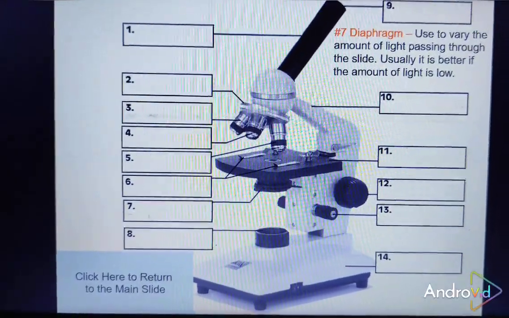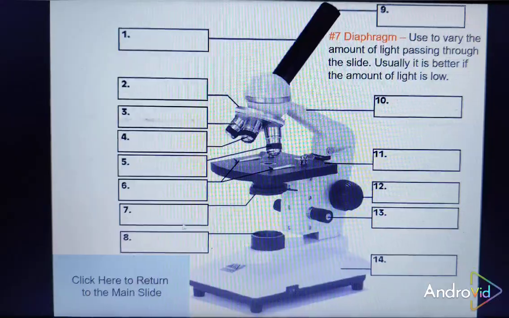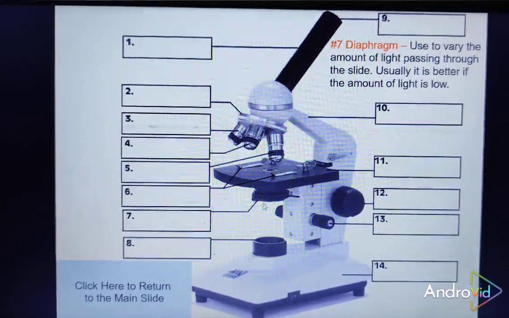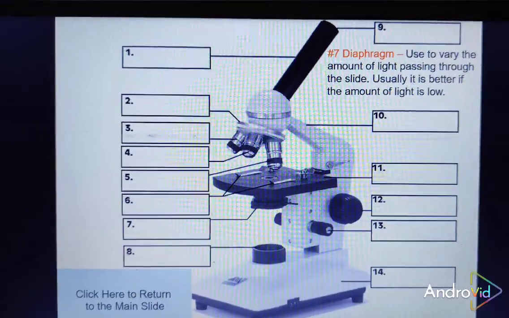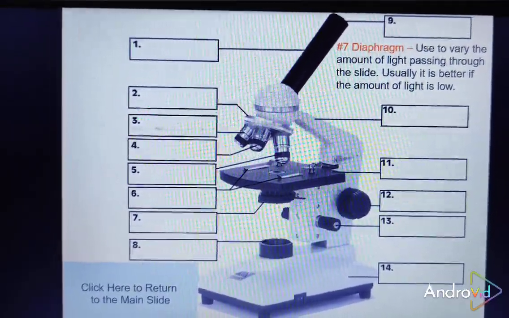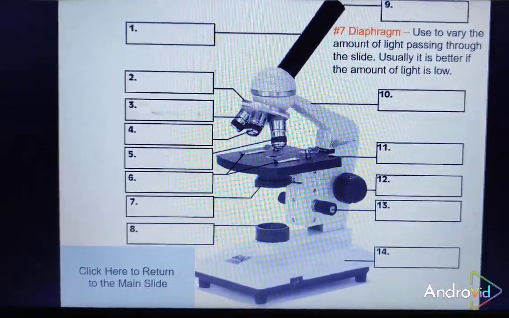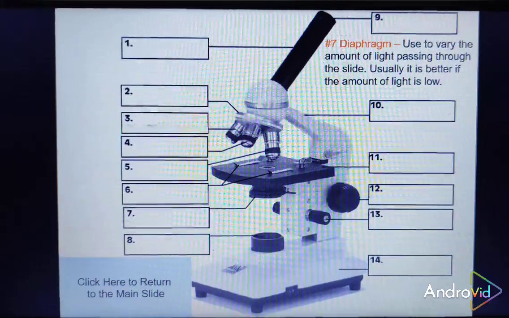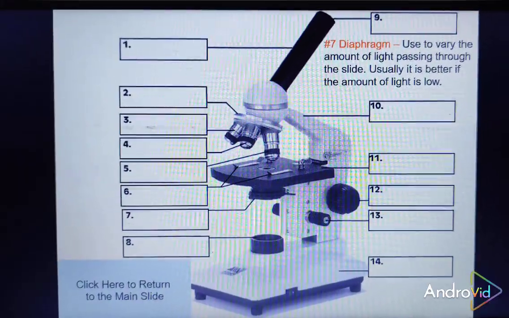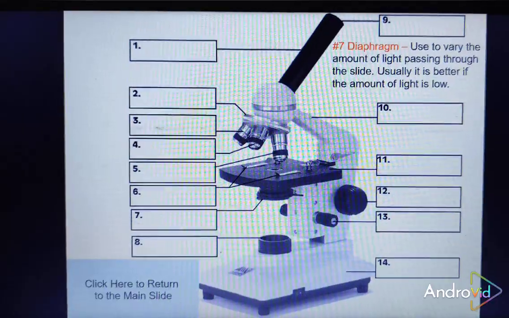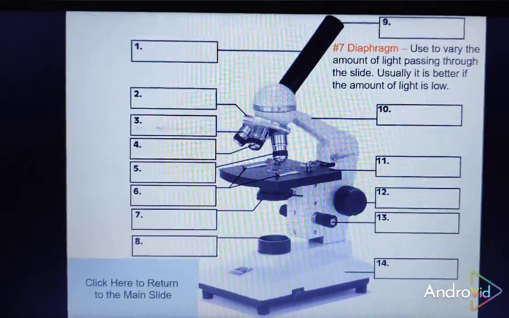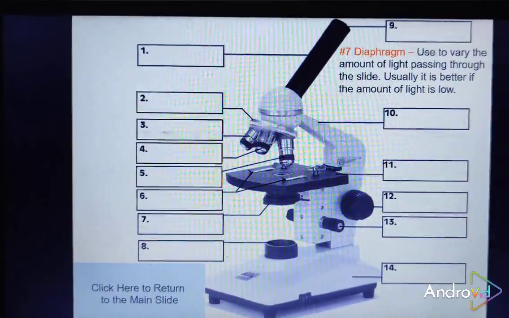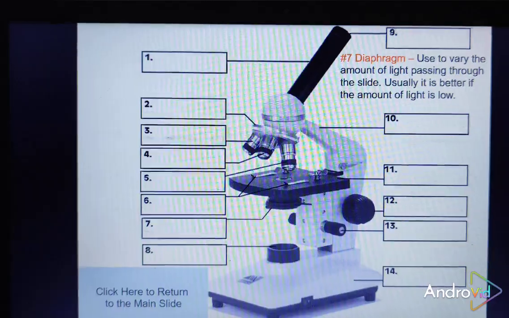Then the seventh one over here, below the stage, you are observing a diaphragm. This particular diaphragm is used to vary the amount of light passing through the slide. It is also called the iris diaphragm. This iris diaphragm will pass the light through the condenser. On this diaphragm there is the placement of the condenser, which will focus the light upwards towards the specimen.